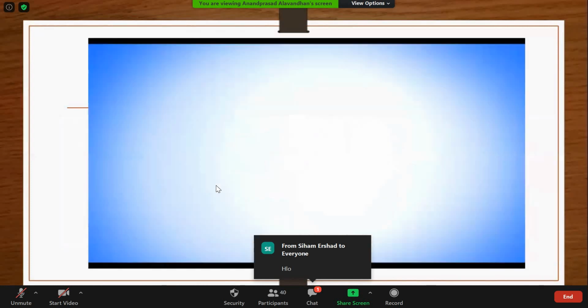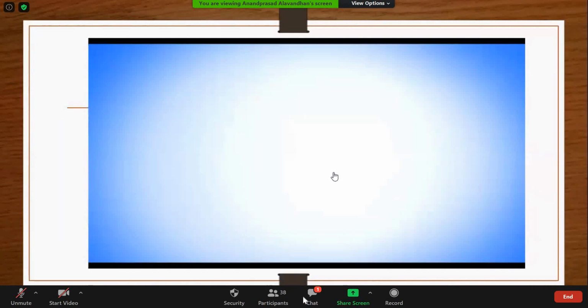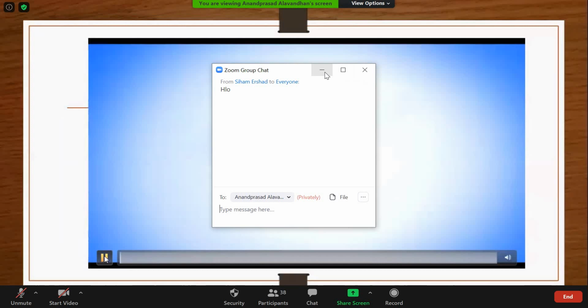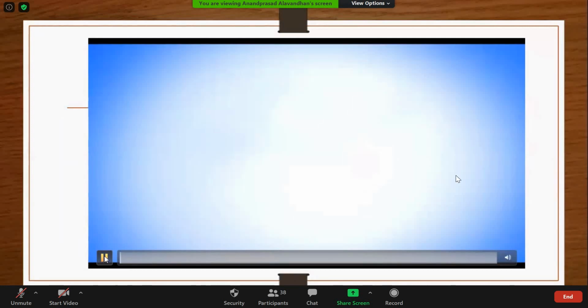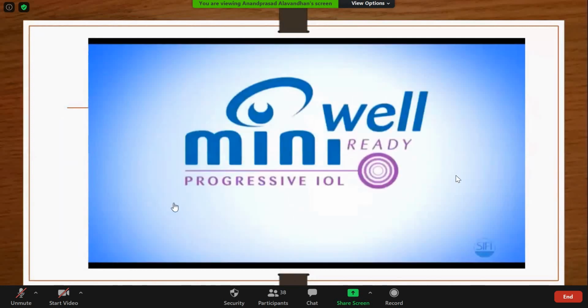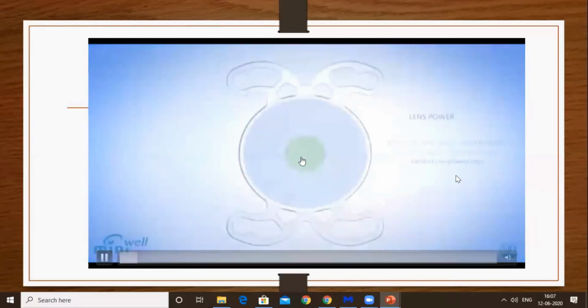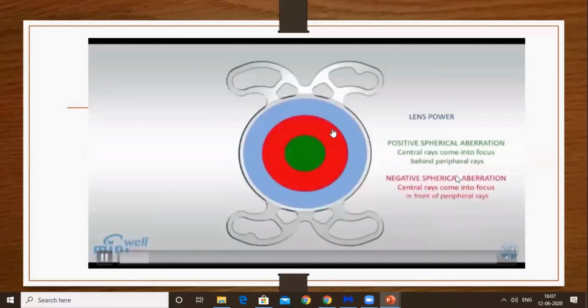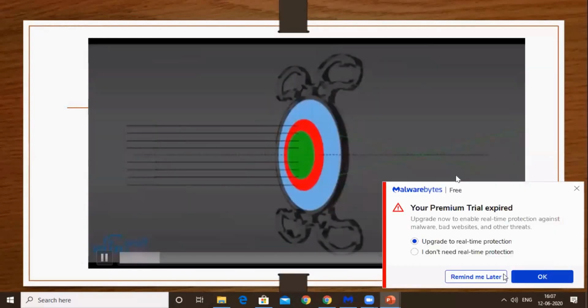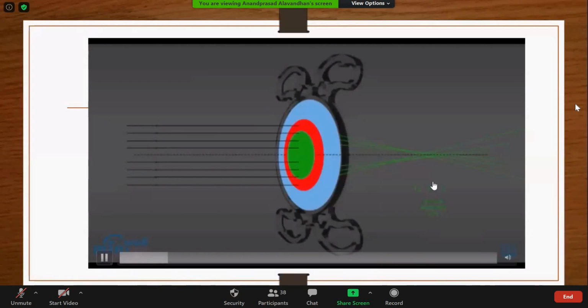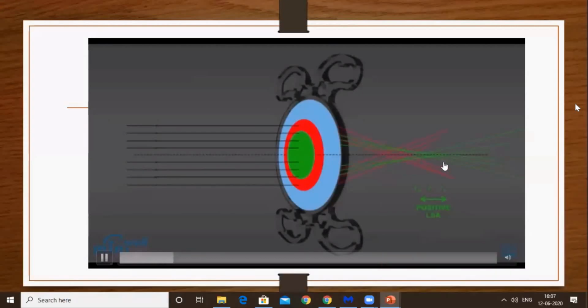Here I'll show you a video on these Mini Well Ready lenses. Here you can see this positive spherical aberration and this is the negative spherical aberration. This is the focal points of the positive spherical aberration and this is the focal points of the negative spherical aberration.